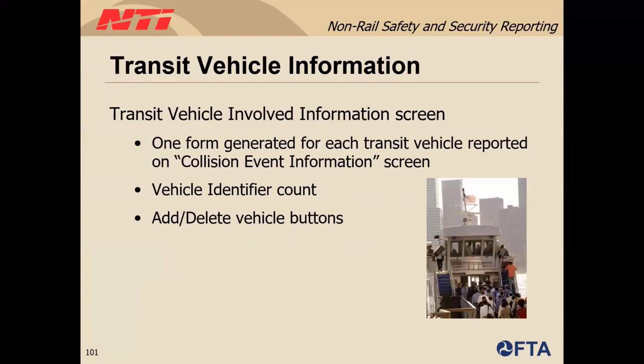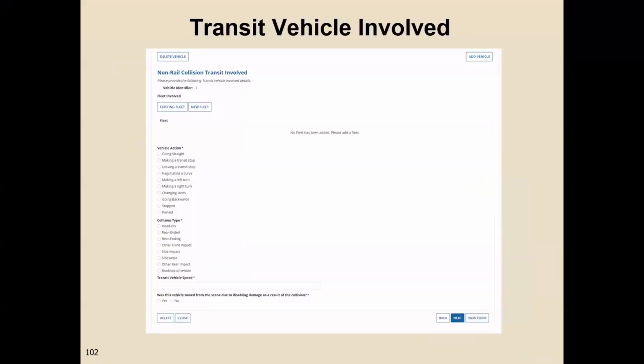At this point, we have completed the collision event information screen. The next screen to be presented collects information about transit vehicles involved. One screen will appear for each transit vehicle involved. The form includes an identifier count and buttons for increasing or decreasing the number of vehicles. This is the transit vehicle involved screen.